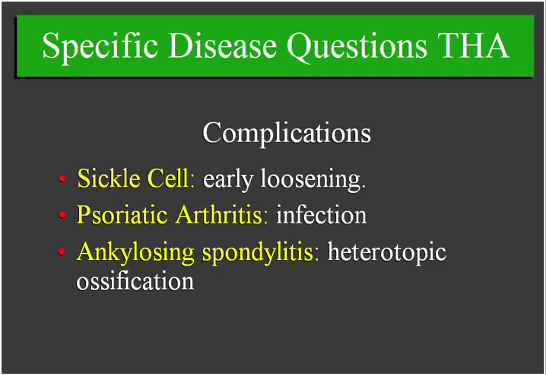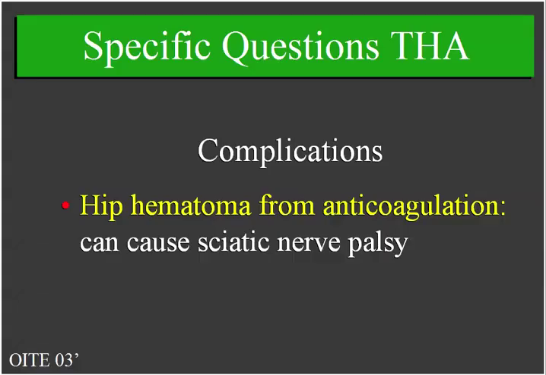Complications with total hip: sickle cell, knee-jerk response, early loosening. Sickle cell, you have regional bone necrosis. Sickle cell, you have early loosening. Psoriatic arthritis, you have these open lesions over your area of operation, and you get infections because these psoriatic areas will split open and you'll allow bacteria into the wound. So you have a higher rate of infection. Ankylosing spondylitis is associated with heterotopic ossification. Those are all three knee jerks.